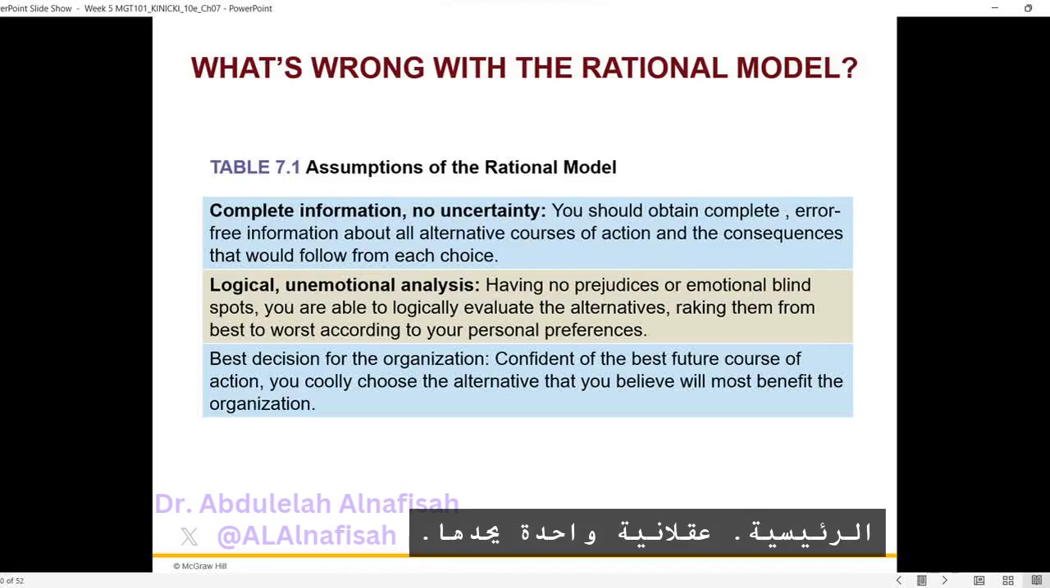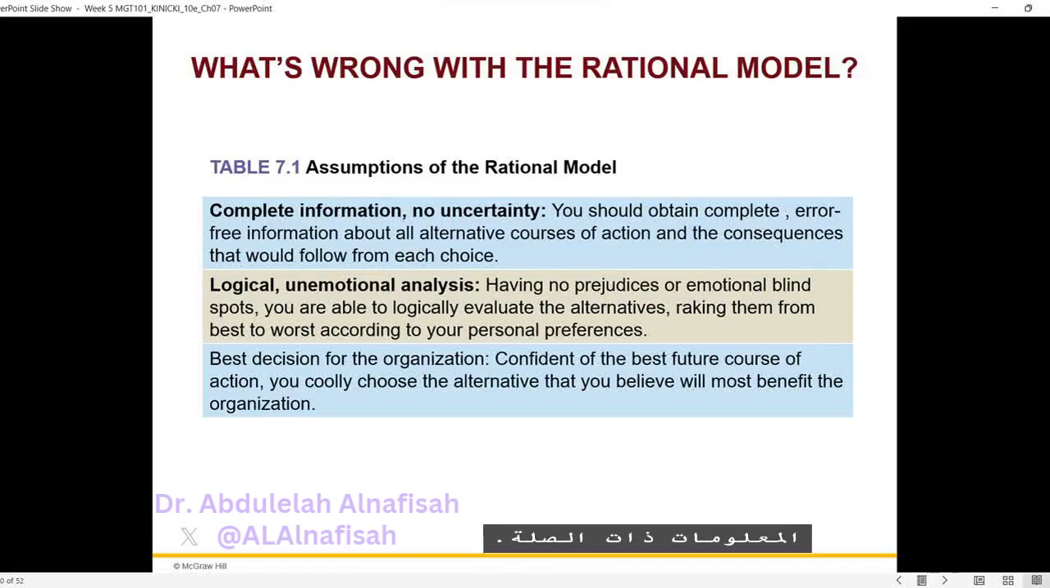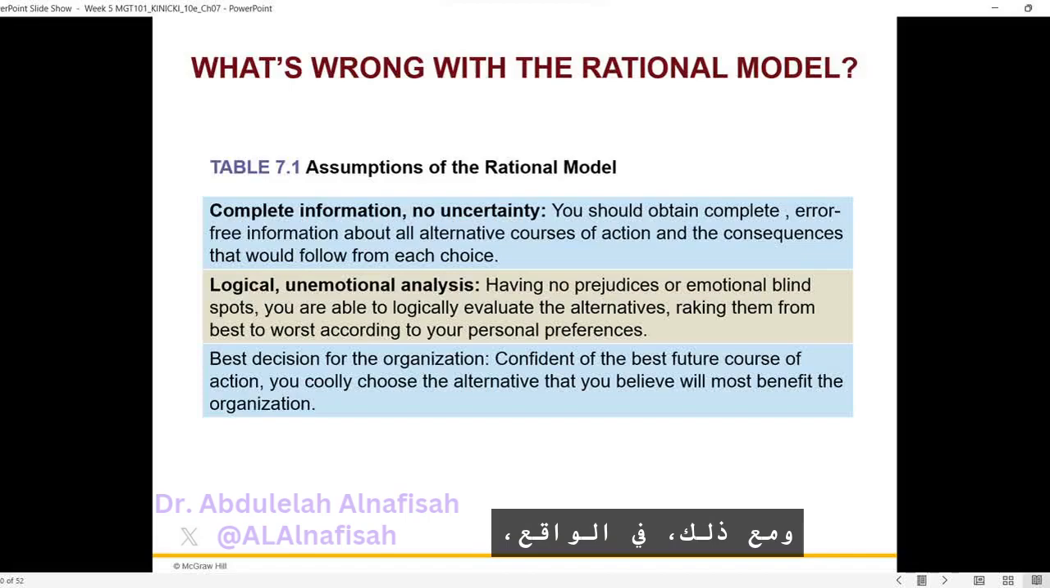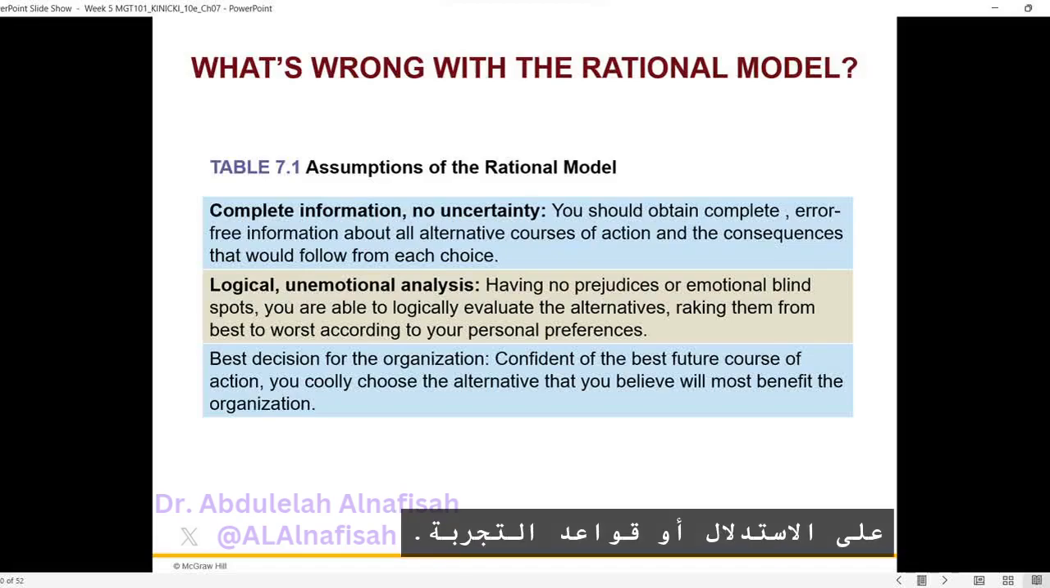1. Bounded rationality. The rational model assumes that decision-makers are completely rational and have access to all relevant information. However, in reality, individuals have cognitive limitations and are unable to process and analyze all available information. Decision-makers often face time constraints and have limited cognitive capacity, which can lead to simplified decision-making processes and reliance on heuristics or rules of thumb.